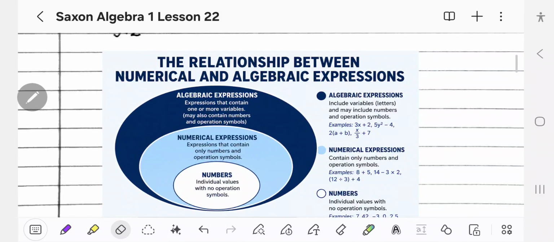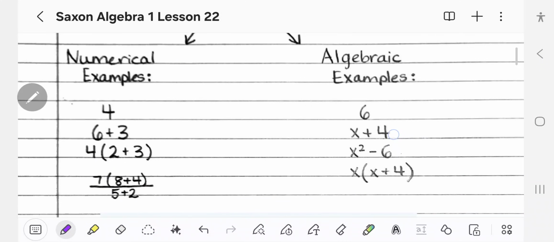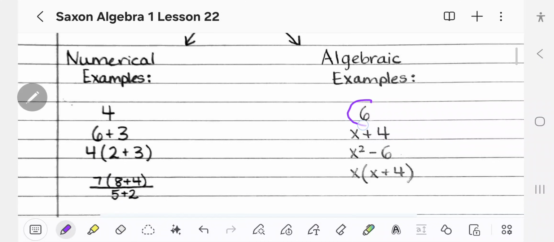we used this nested Venn diagram to talk about numerical expressions as a subset of algebraic expressions. So all numerical expressions are also algebraic, but not all algebraic expressions are numerical. So let's go back and look up at the examples up here. You can see how this is also a numerical expression, and these are not numerical expressions. They're algebraic expressions because they have variables in them.